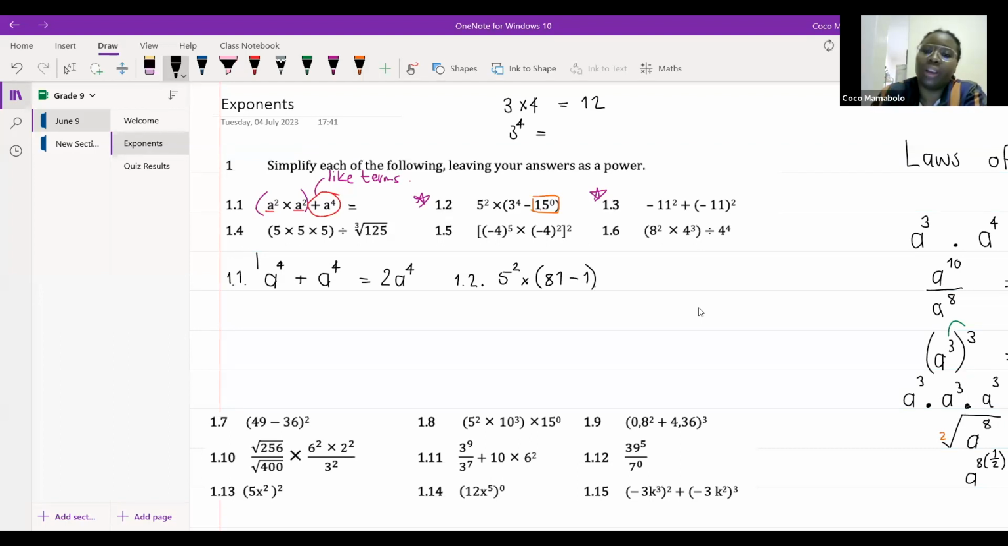Okay, so let's continue. Now I've got 5 squared multiplied by 81 minus 1, which would give us 80. Good, 80. Technically, Corey, we can stop here, because the question said leave your answer as a power. So we don't actually have to continue.